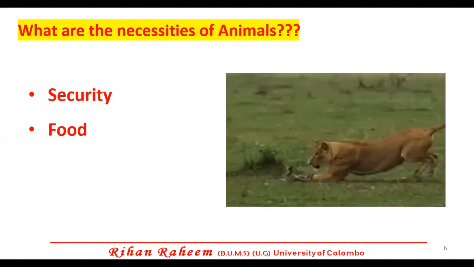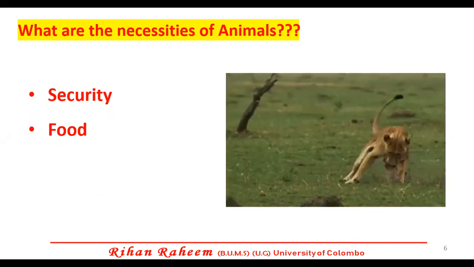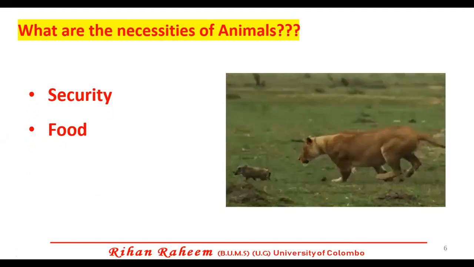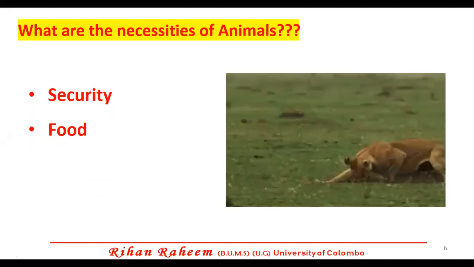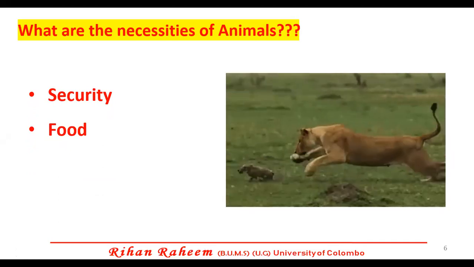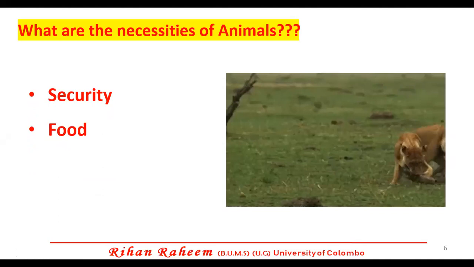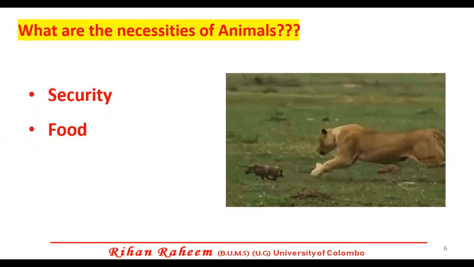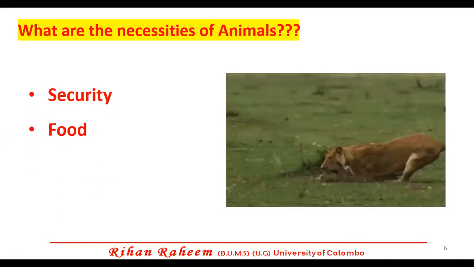Now, when you look at this picture, can you see the animation? Lion. This is a female lion. Male lion only has the hair and all. This is a female lion. A female lion is coming and chasing a pig or a hog, whatever, a small other animal, and eating it. So here both security and food are there.